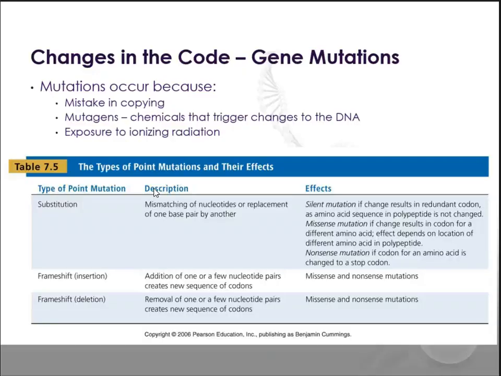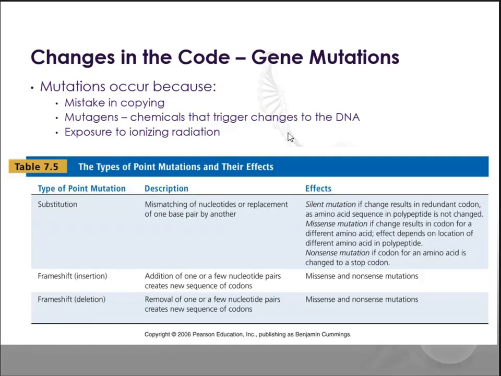Okay, so, right, what happens if there's a mistake? So you have this DNA, and sometimes there will be changes to the DNA itself for various reasons, right? Maybe there's a mistake in the copying. Maybe it's been exposed to a mutagen, which is a chemical that will trigger changes to DNA, and there are lots of different kinds of mutagens, right? And so we're not really going to talk about those.